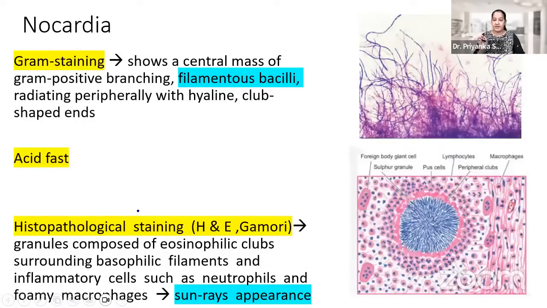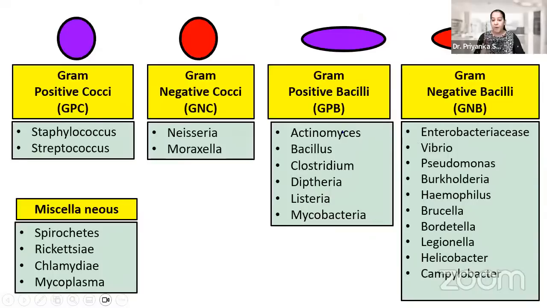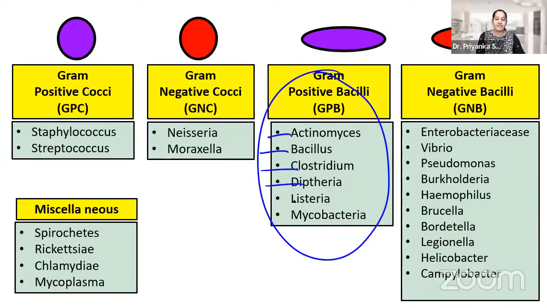Now the next question was on gram-positive bacilli. The first thing you should know about the gram-positive bacilli: how many were there in the options? There are 6 gram-positive bacilli, right? So the mnemonic is A, B, C, D, L, M. From these, you have to make out which were present in the options, right? And damn sure in the options, you may be having 2.